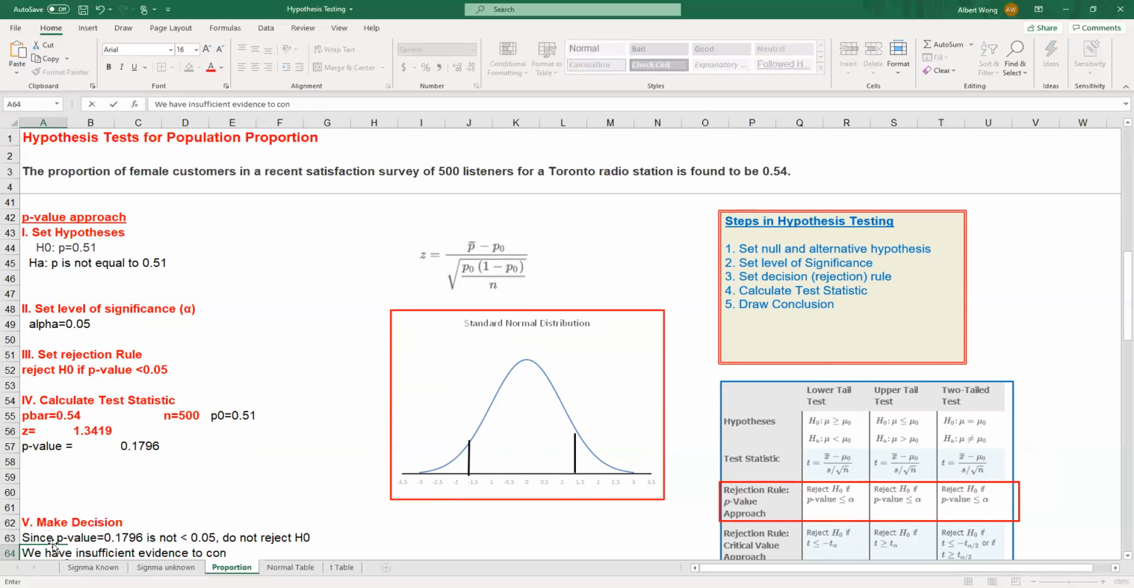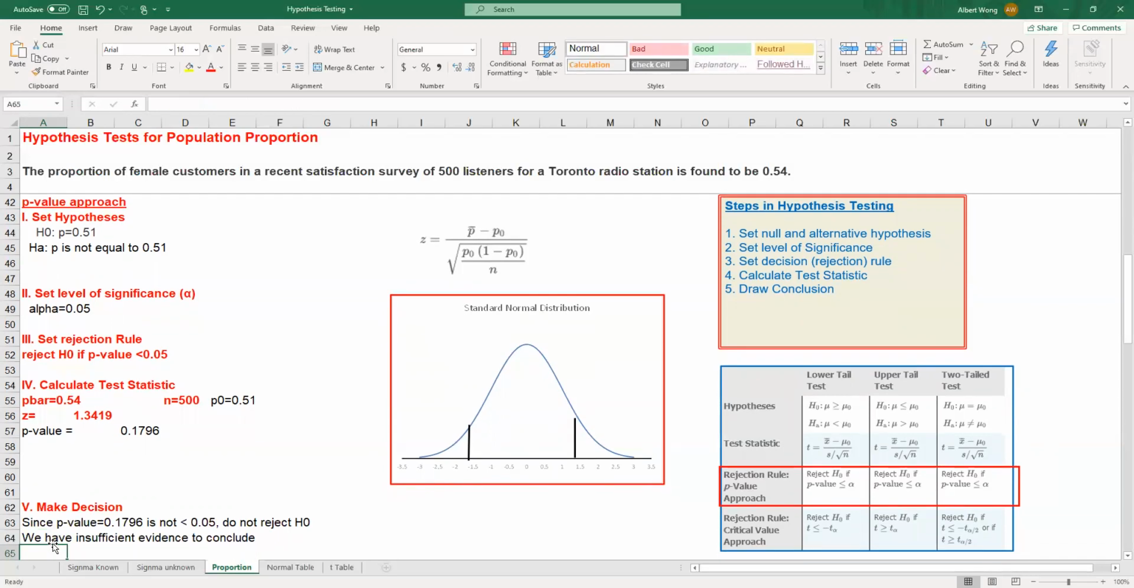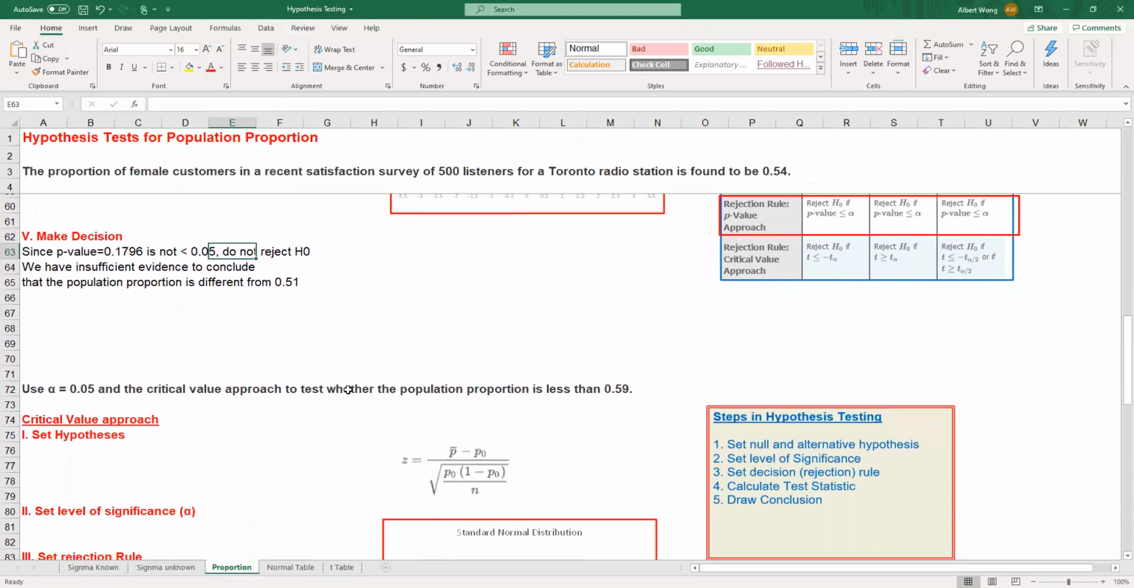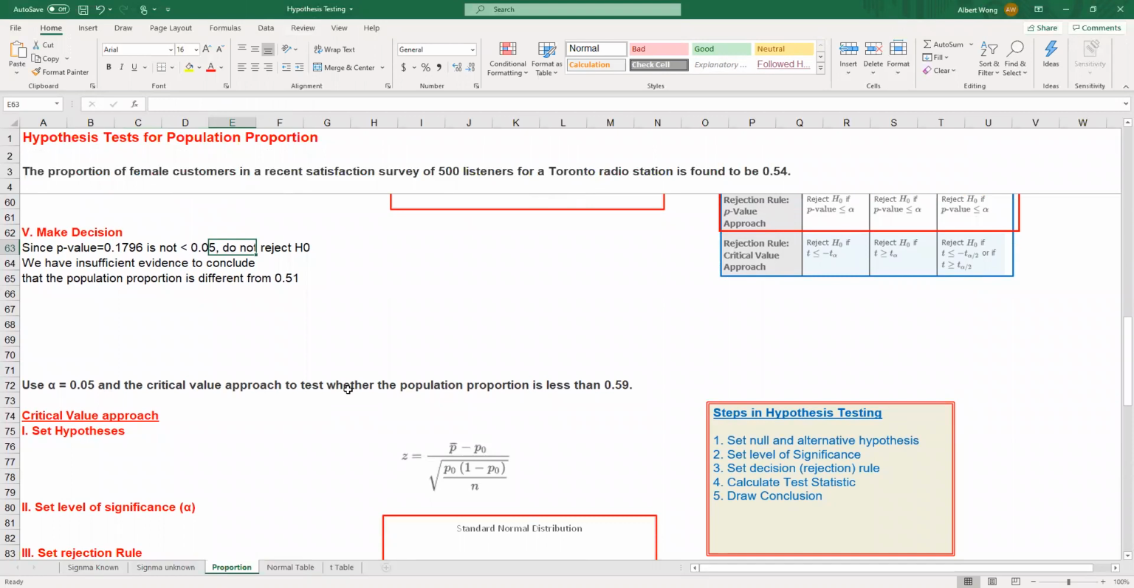So if we do not reject, you say insufficient evidence. Conclude, and the conclusion is always about the alternate hypothesis. The population proportion is different from 0.51. Okay, so this is always about the change. Okay, so this is how you do the two-sided test for proportion. This is our very last example.